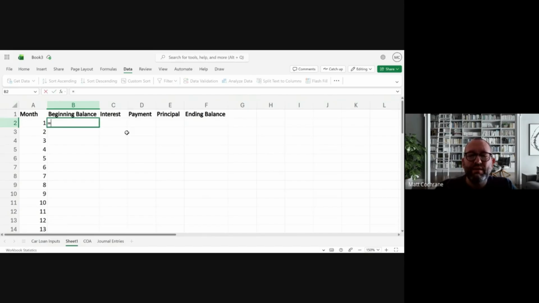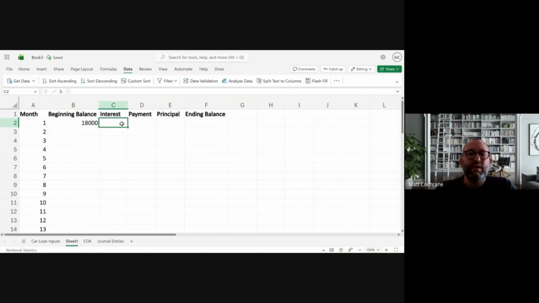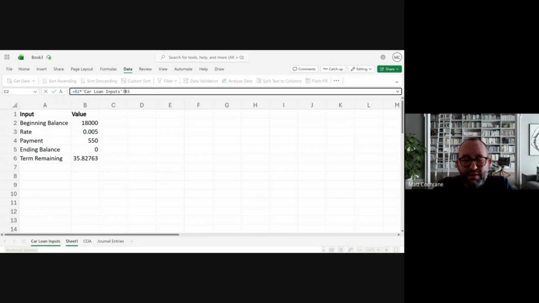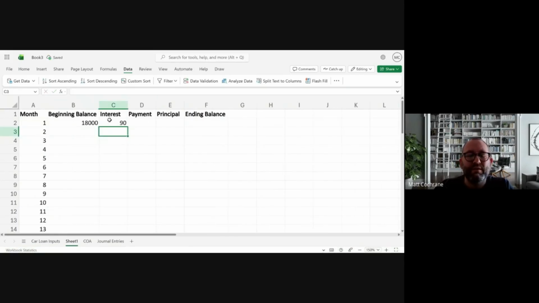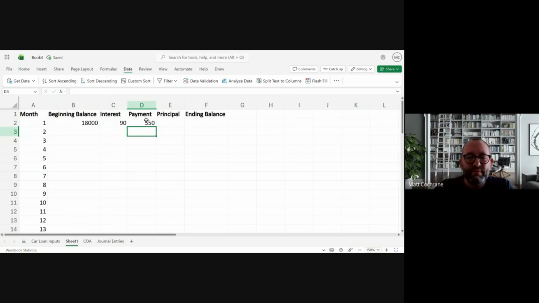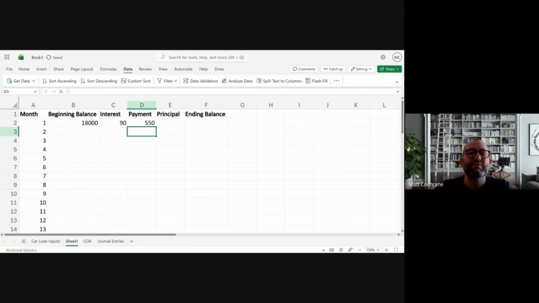We want our beginning balance to equal the beginning balance here, the 18,000. Our interest amount is going to equal the 18,000 multiplied by the monthly interest rate. And we want to anchor this monthly interest rate because we're going to drag and drop as usual. So we see that the interest component is 90. The payment is going to be from our inputs, the 550. Again, we want to anchor this because it's not going to change. The payment stays the same throughout the term.